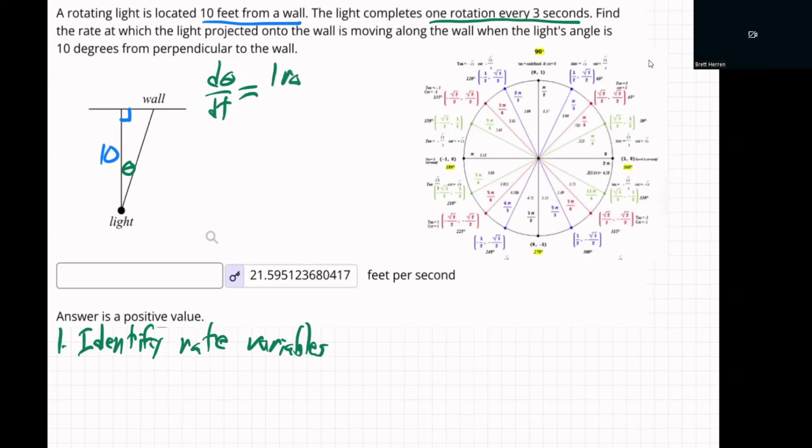So that's one rotation every 3 seconds. One rotation every 3 seconds. Now, I need to put that in an angle. So what I could do is you could say, well, isn't that 360 degrees every 3 seconds? Because that's all the way around. Yes, but we have to make it 2 pi radians.